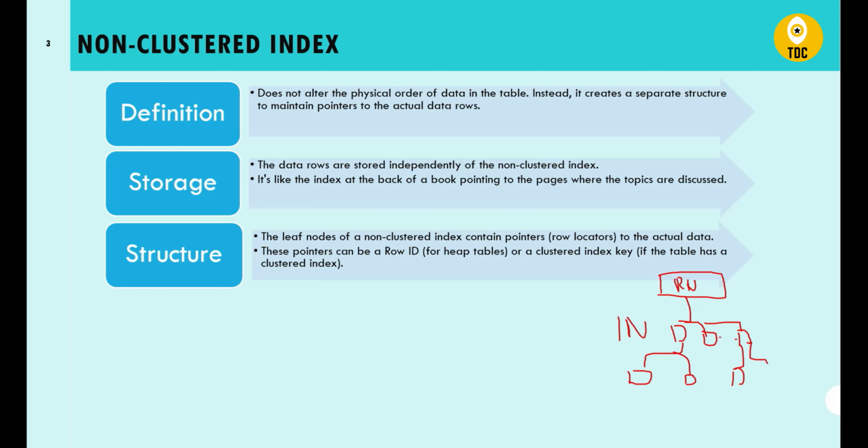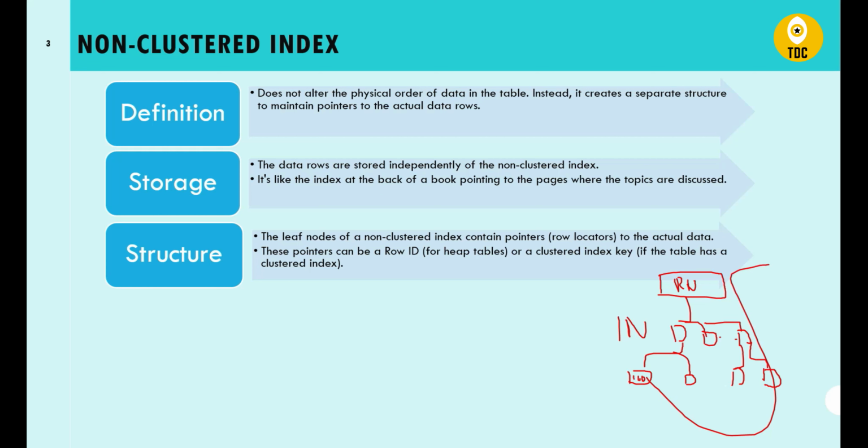So in case of a clustered index, what used to happen is the leaf nodes contain the actual data rows of the table sorted by the indexed columns. But in case of a non-clustered index, the actual data is not stored, but they contain the indexed column value and the pointer, the row locator, to the actual row. So suppose there is a 100 here. Okay, so 100 is not data actually. This location does not hold the data.